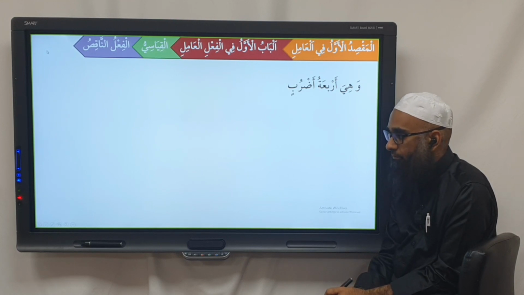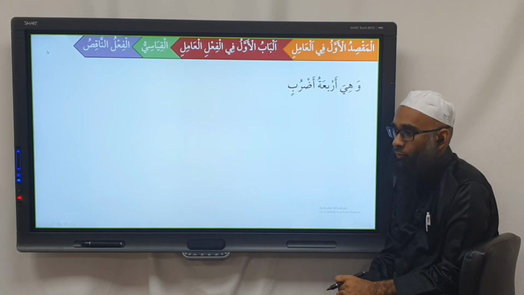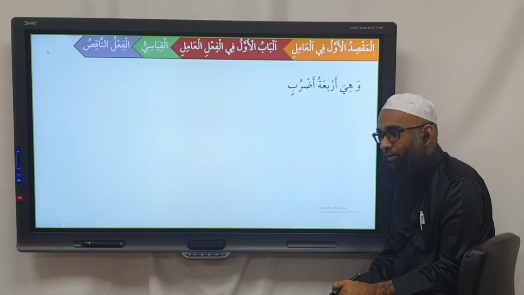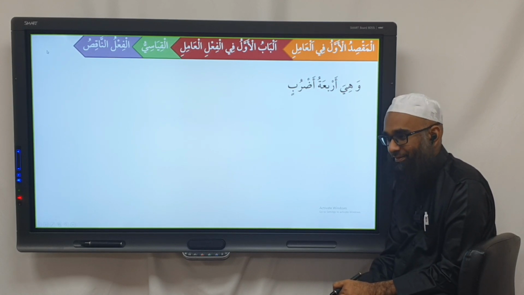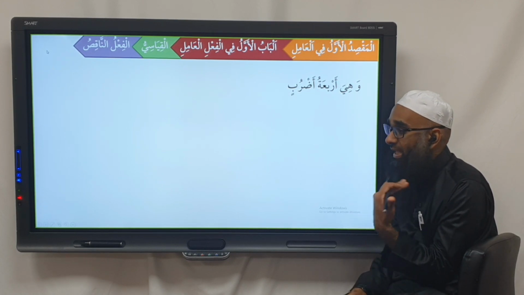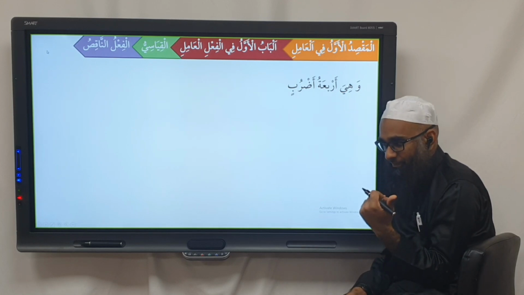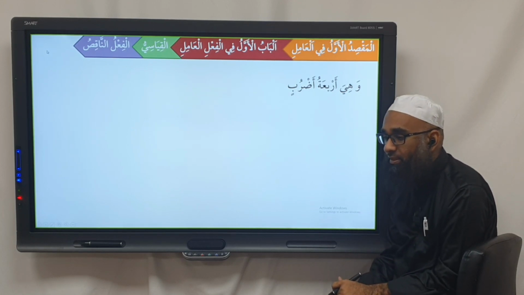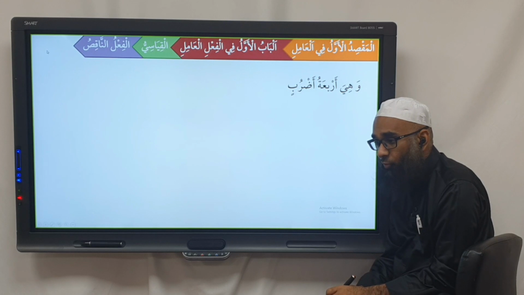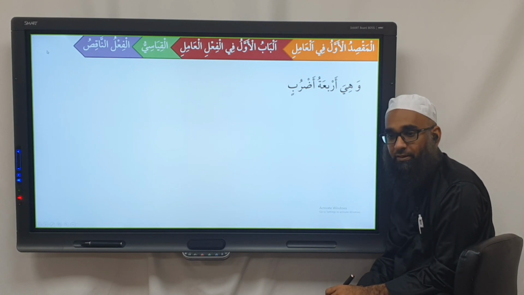وَهِيَ أَرْبَعَةُ أَدْرُبٍ. Adrub is another name for what? Qisam, naw, darb. So darb is another name for type, but it's a lower heading now. وَهِيَ أَرْبَعَةُ أَدْرُبٍ, what does that mean? This is of 4 subcategories.